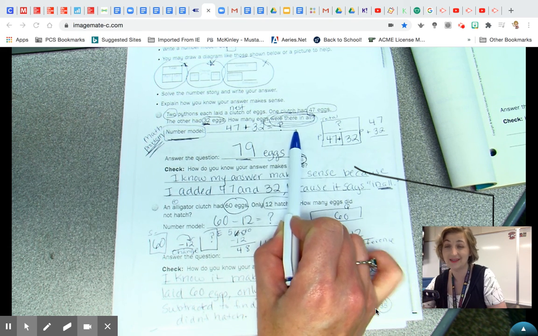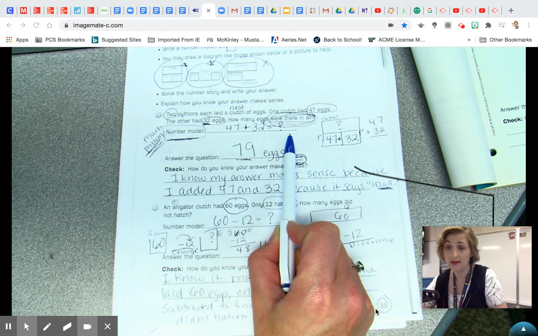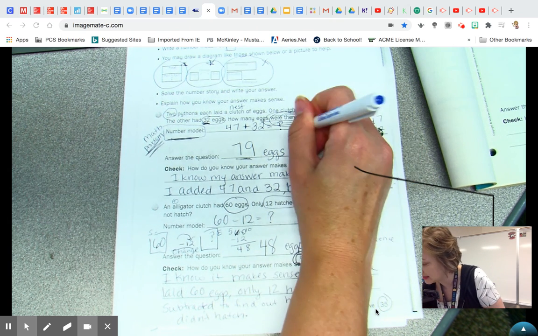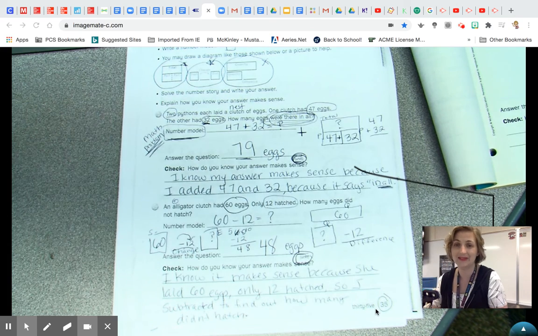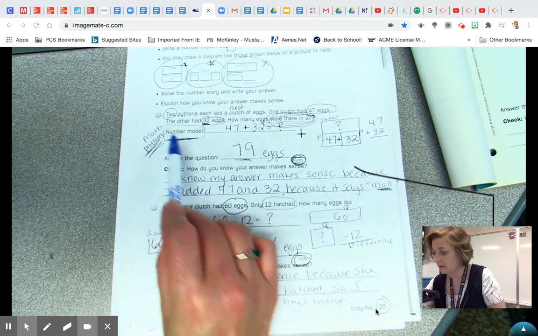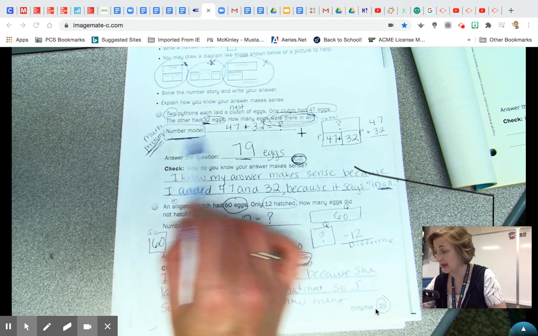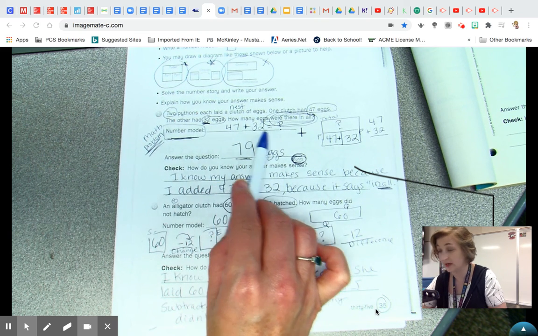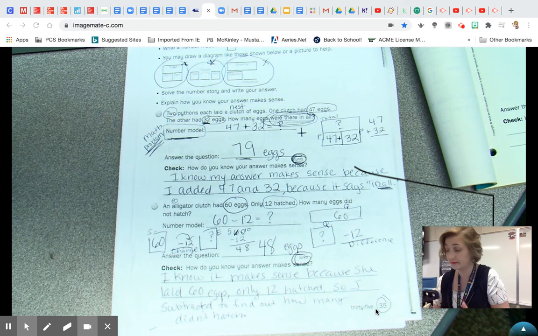And we talked about what it means when we see in all. And we know that that means we need to add. Okay, so this means add. We must add those numbers together. And our question mark goes here. A number model is the math problem. So we make our math problem from what we did here. So 47 plus 32 equals a question mark. We don't know yet. Okay.